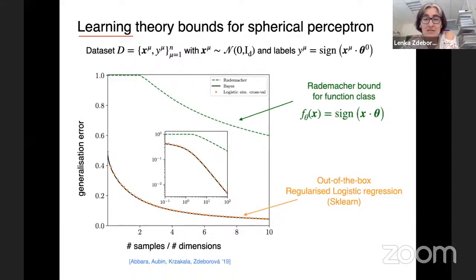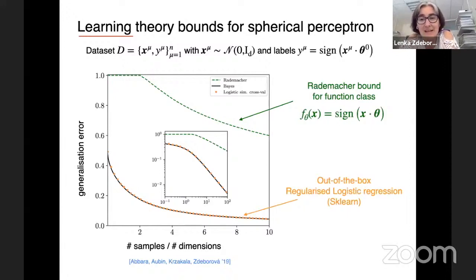So here I just use this teacher-student perceptron as one case in which I can analyze things. And I can compute, as a function of the number of samples per dimension, the best achievable generalization error, which is given here by the black line. That's the Bayes optimal error. No algorithm can do better than that from that number of samples. In orange, this is just out-of-the-box regularized logistic regression. So something very simple, you just take scikit-learn and you see that it is basically reaching the Bayes optimal performance, the black line. Not quite, there is a little gap, but on this scale, the gap is basically invisible.